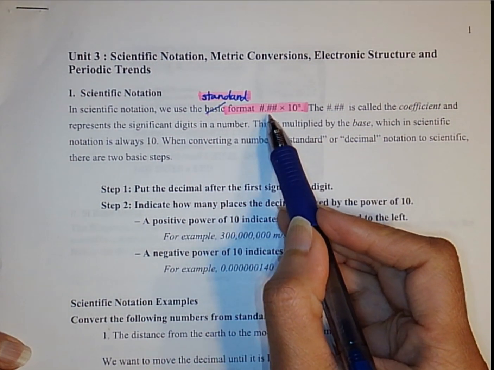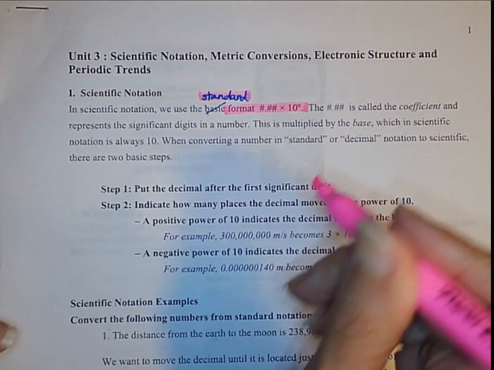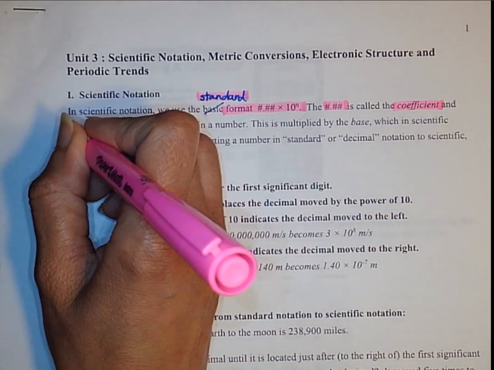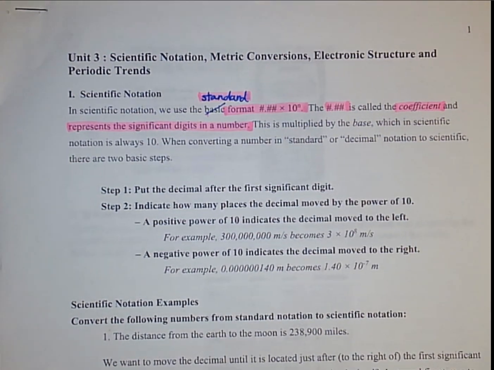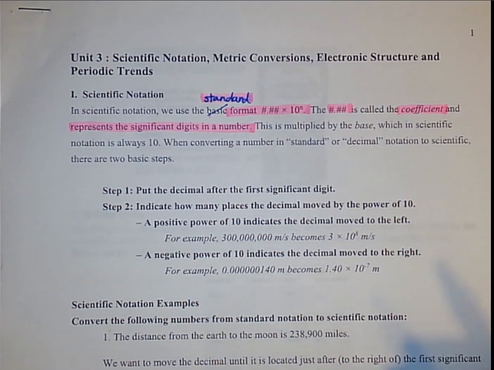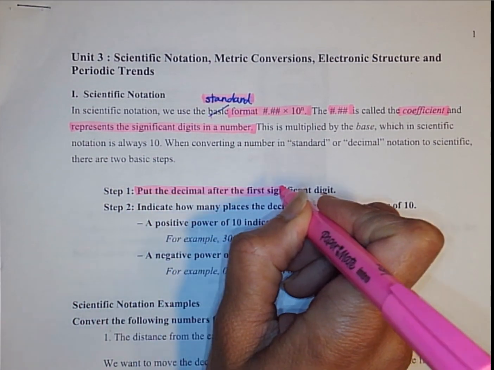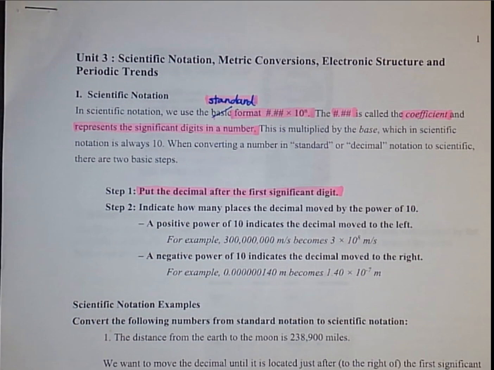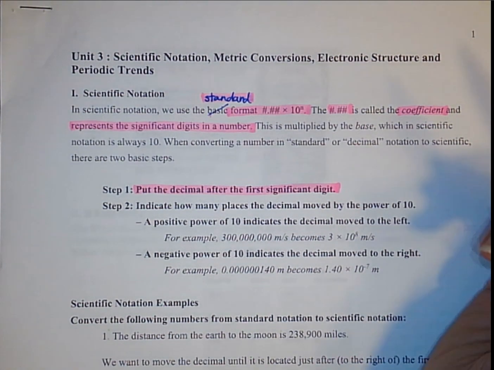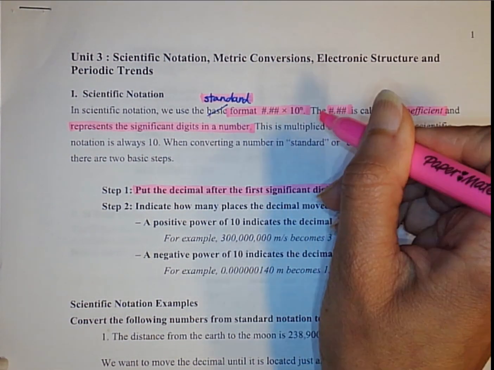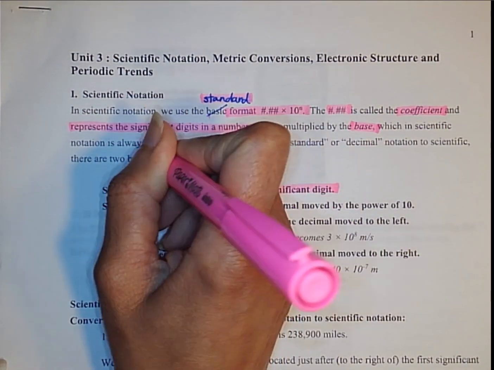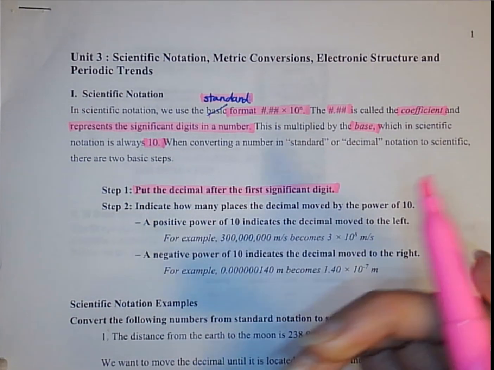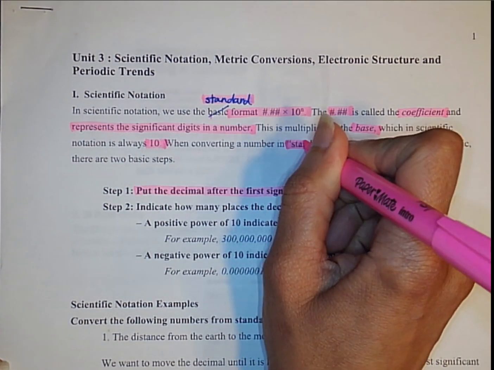So this right here is known as the coefficient. And keep in mind that the coefficient represents the significant digits in a number. Also keep in mind that you always put the decimal after the first significant digit for the coefficient right here. Okay, and we always multiply by the base, and the base is always going to be 10. And when we are converting a number in standard or decimal notation to scientific, we use two basic steps.